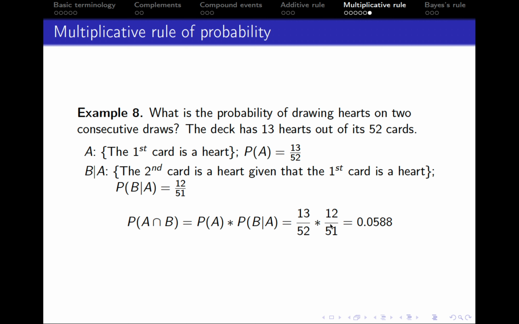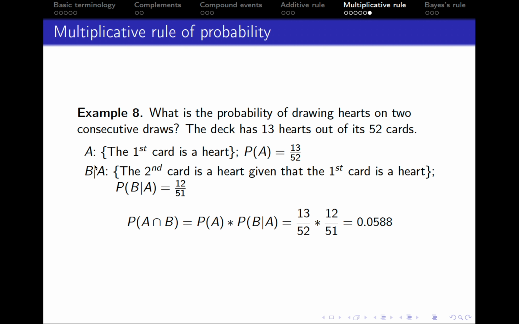So let's see how this can be applied to an example. For example, what is the probability of drawing hearts on 2 consecutive draws? The deck has 13 hearts out of its 52 cards. So let's define event A. Event A is that the first card is a heart. We know that there are 13 hearts out of 52, so the probability of drawing a heart is 13 divided by 52.